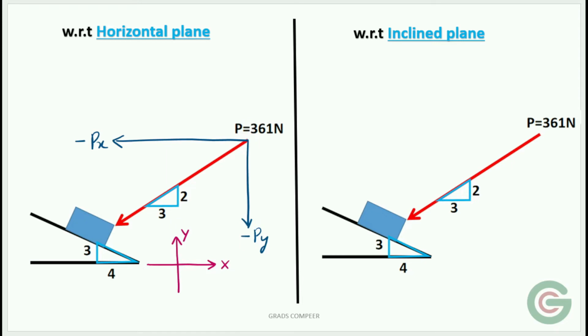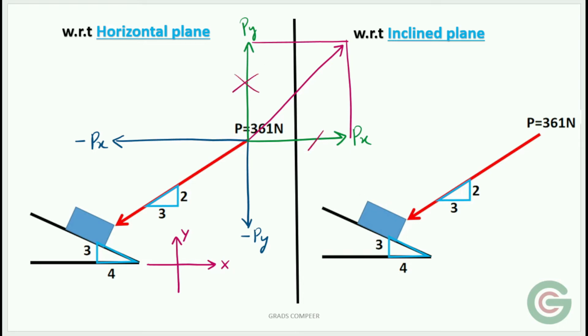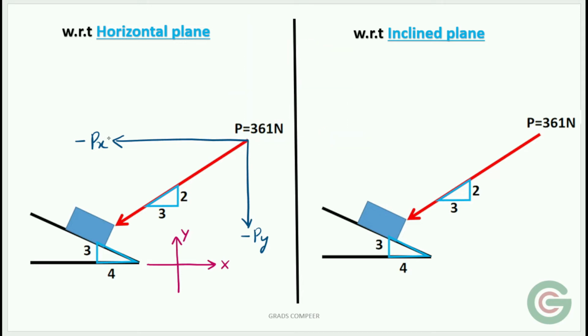Now someone may question why I cannot draw Px in this direction, which is also parallel to the x-axis, and Py in this direction, which is also parallel to the y-axis. But the thing is, it should conform to the parallelogram law. If we draw two lines parallel to Px and Py, then the resultant force should pass through the diagonal. But the given force is in the reverse direction. So therefore, the directions of the components are wrong. Here, Px and Py are called components of this force P, and P is called the resultant of Px and Py.